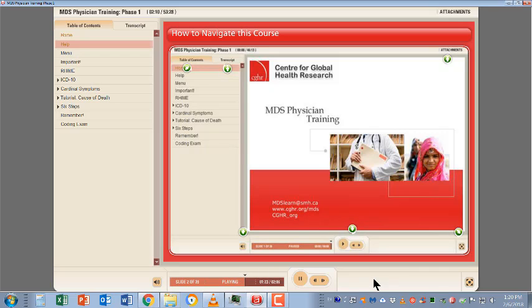Clicking on the button on the bottom right of the screen will hide the table of contents and make the presentation larger. To return to the table of contents, simply click the button again. Now we are ready to begin. Click on the next button to proceed.